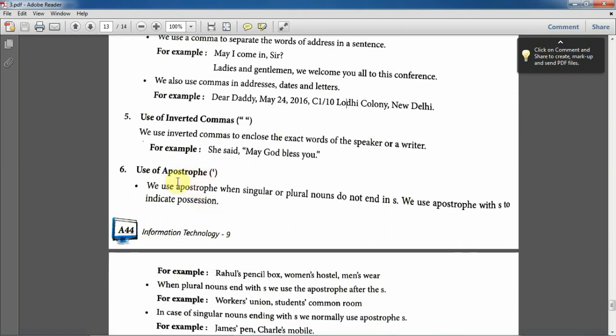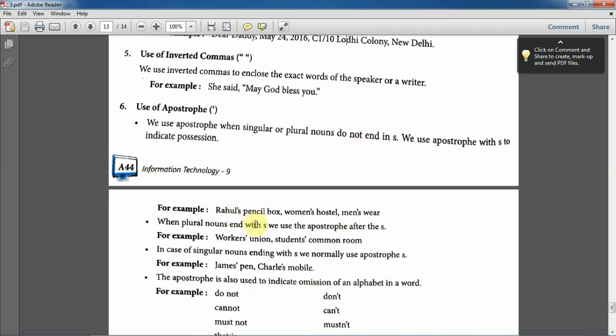Then, use of the apostrophe. We can use an apostrophe when singular or plural nouns do not end in s. We use an apostrophe with s to indicate possession, like Rahul's pen, pencil box, women's hostels, men's wear. These are all examples of where we can use an apostrophe. When a plural noun ends with s, we use an apostrophe after the s: workers' union, students' common room.